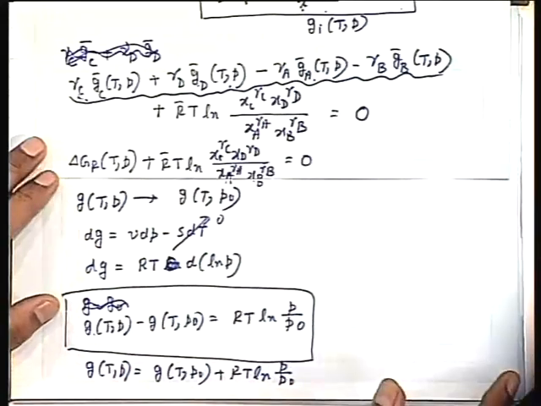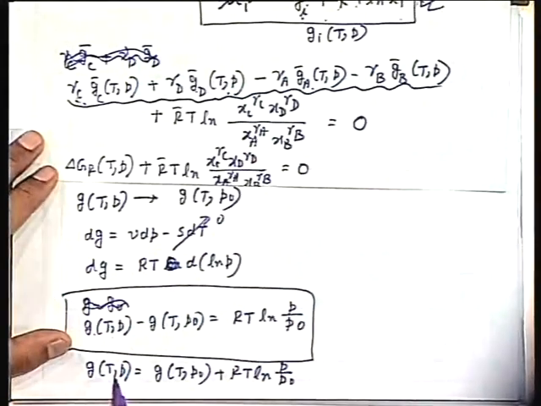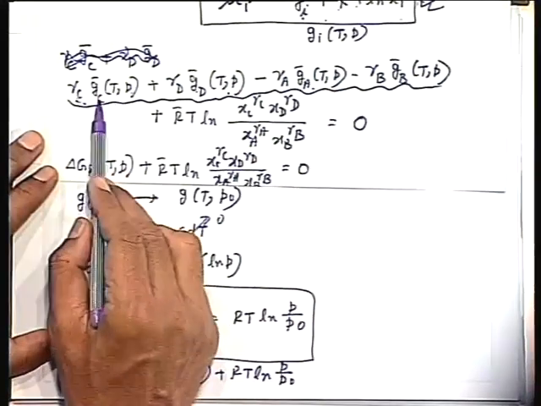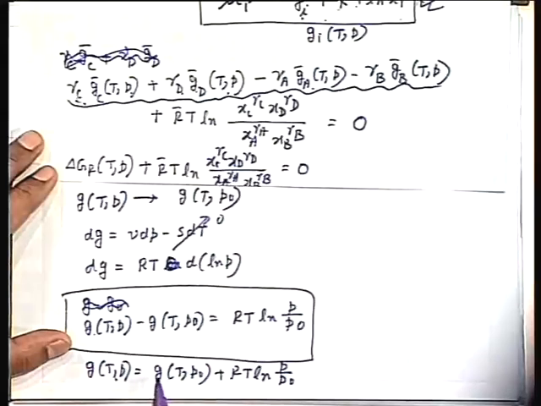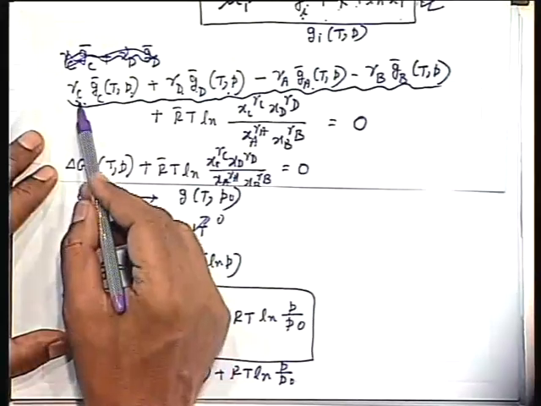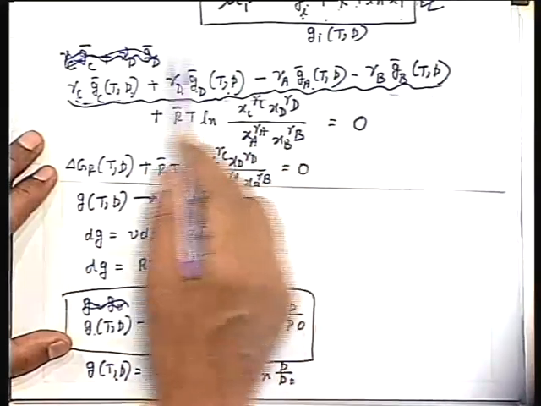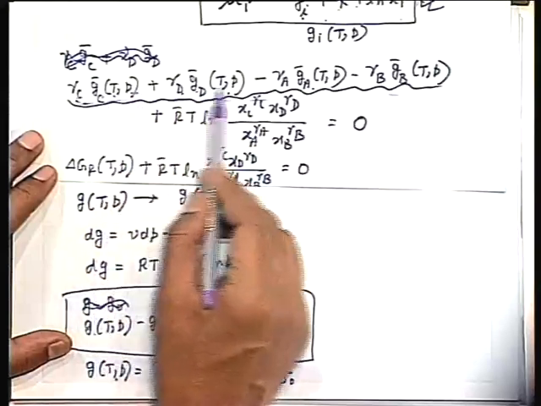Now everything I will not write, you just follow. If I substitute G at T and P for all these C, D, A, B in terms of G at T and P0, then this part will resemble this with T, P0.